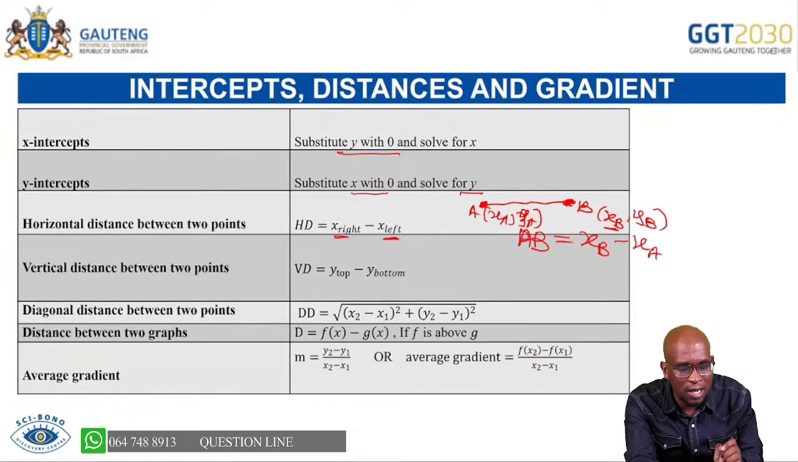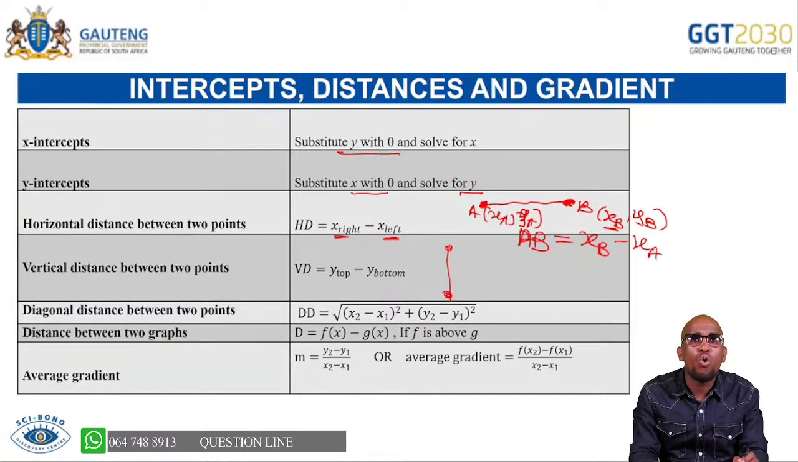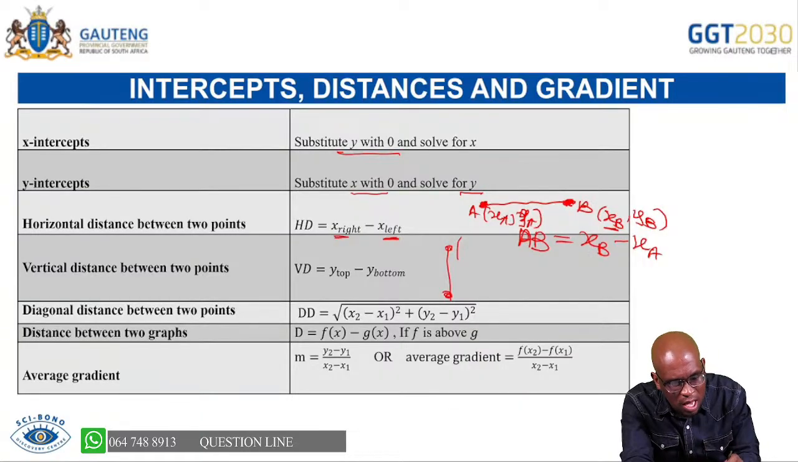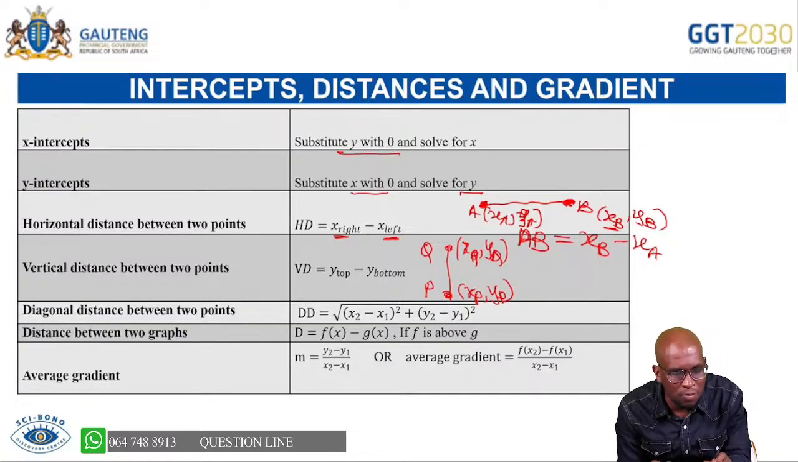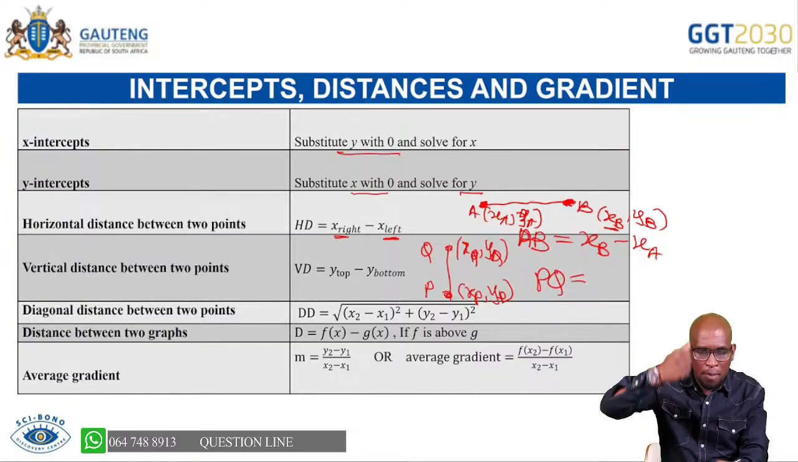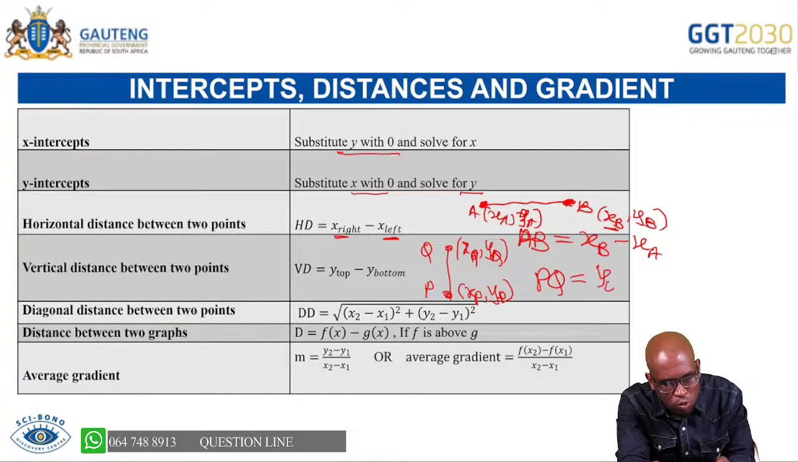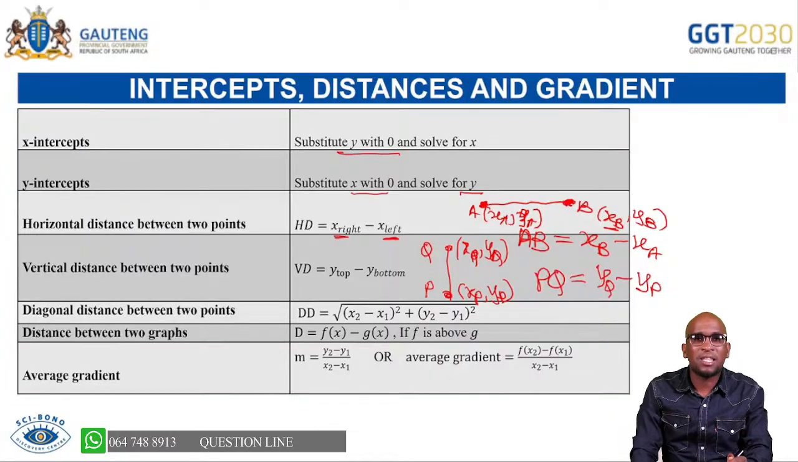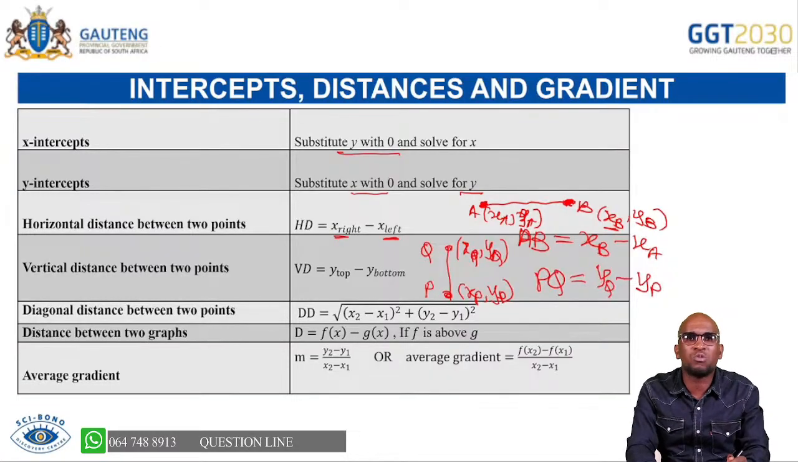Now, let's look at the vertical distance. For the vertical distance, we are talking about the distance that is parallel to the y-axis. So that would be PQ. That would be x at P, y at P, x at Q, y at Q. If we want to determine the distance PQ, we are always going to take the y value at the top minus the y value at the bottom. The y top is y at Q, minus y at P. So that's how you can determine the distance of a line that is parallel to the y-axis.